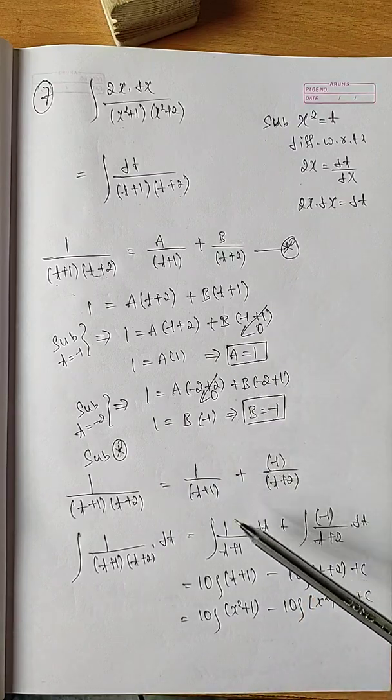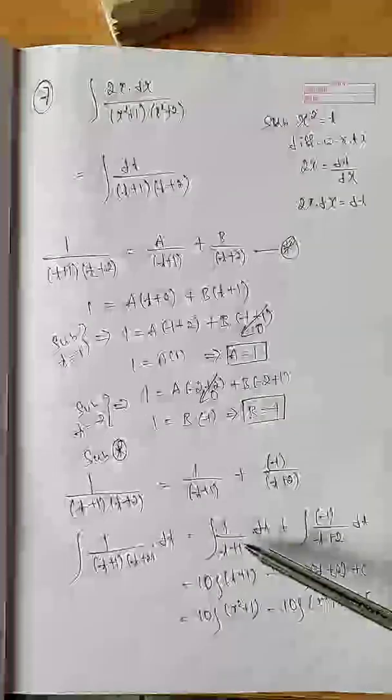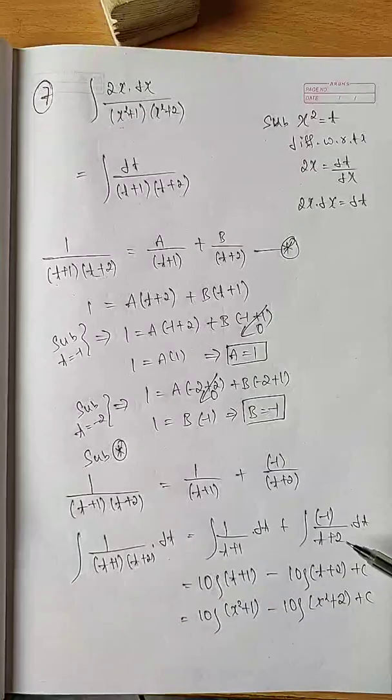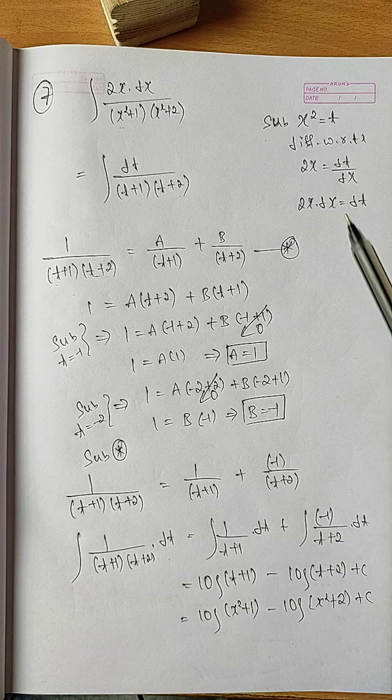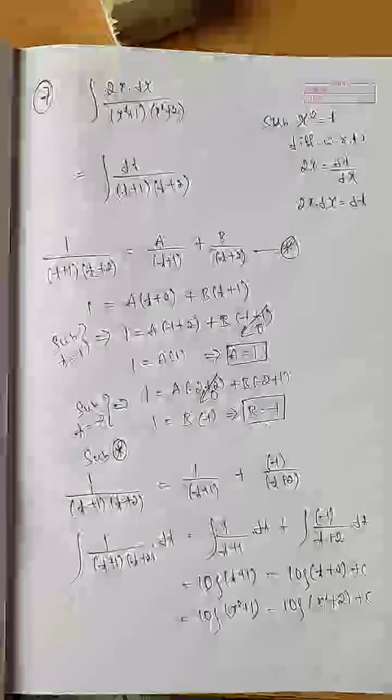I have substituted. Apply the integration. The integration of 1 by t plus 1 is log t plus 1. The integration of 1 by t plus 2 is log t plus 2 plus c. What is t? T is x square. Substitute t is x square in this. Is it clear? Is it okay? So take a screenshot of this and copy it to your notes.